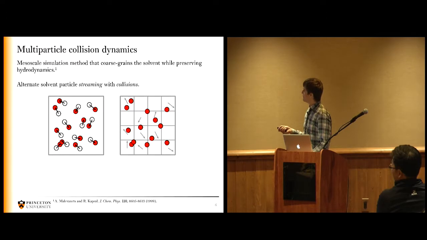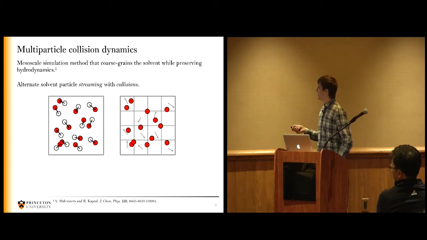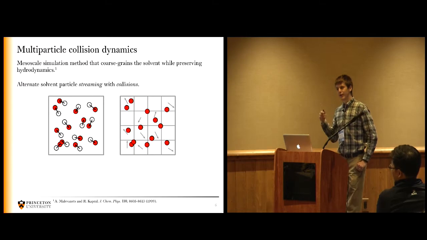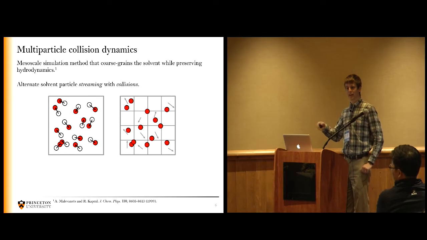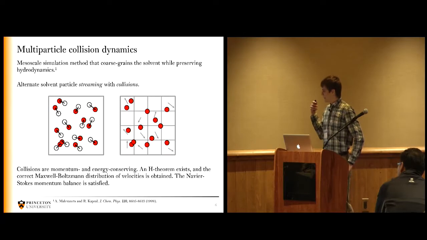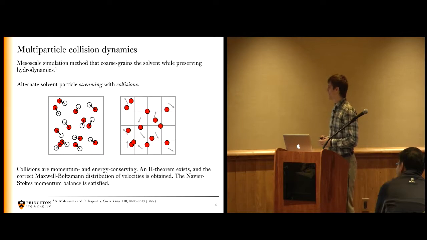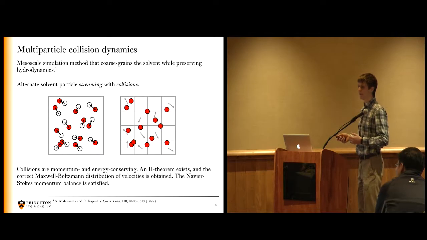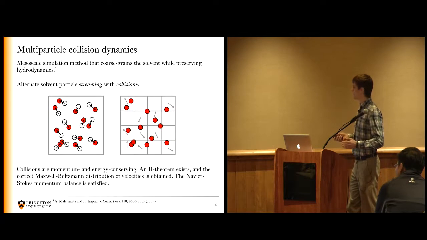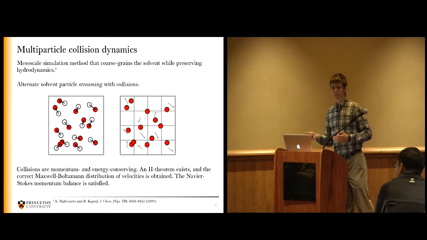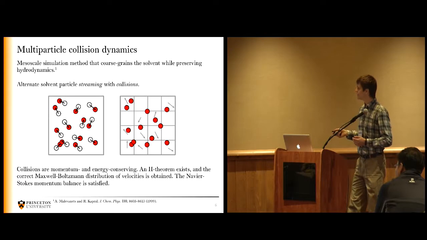So the most common one, called stochastic rotation dynamics: you compute the average velocity of particles within a cell. Then you draw a random rotation vector, and you rotate everyone's velocities relative to the mean. And it turns out that because these collisions are momentum and energy conserving, there are two really nice effects. One is that an H-theorem exists, and so we recover the correct thermal distribution of velocities as they evolve forward in time. And also that the Navier-Stokes momentum balance is satisfied.